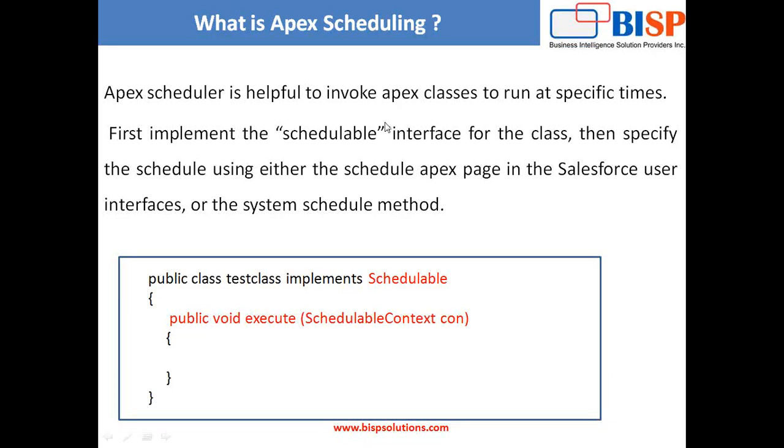Apex scheduling helps to invoke Apex classes that will run at a specific time, and whatever logic we have defined within that scheduler class will execute and perform the operations. Here we are going to implement the Schedulable interface, which has the execute function. So we are going to implement the interface as well as the execute function and define the logic within it. Let's see how to achieve this.